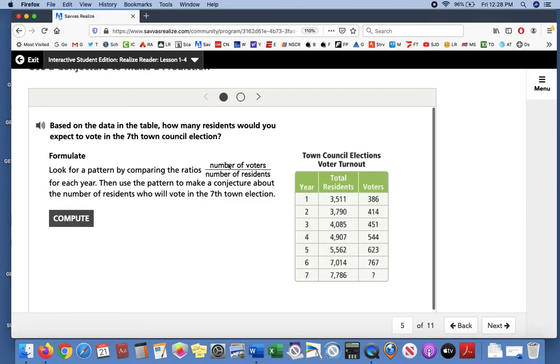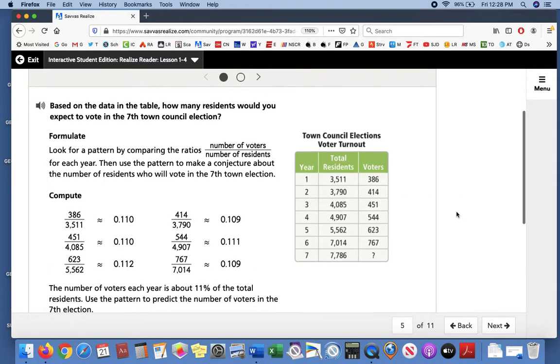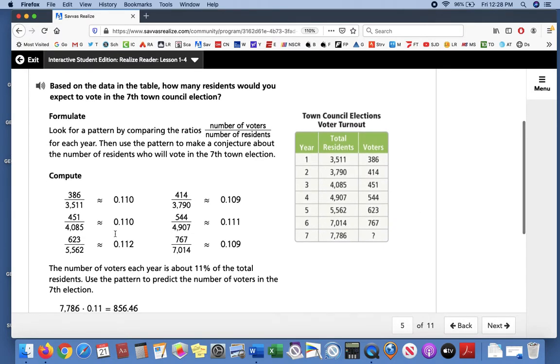They suggest that we divide the number of voters by the number of residents and see if there's a pattern there. You might have said, let's take the residents divided by voters, and both will work. The numbers will come out different, and you'll have to do something with a final answer if you were to do it that way. They divided the voters by how many people are in town. It's going to come out to a percent of how many people vote, right?